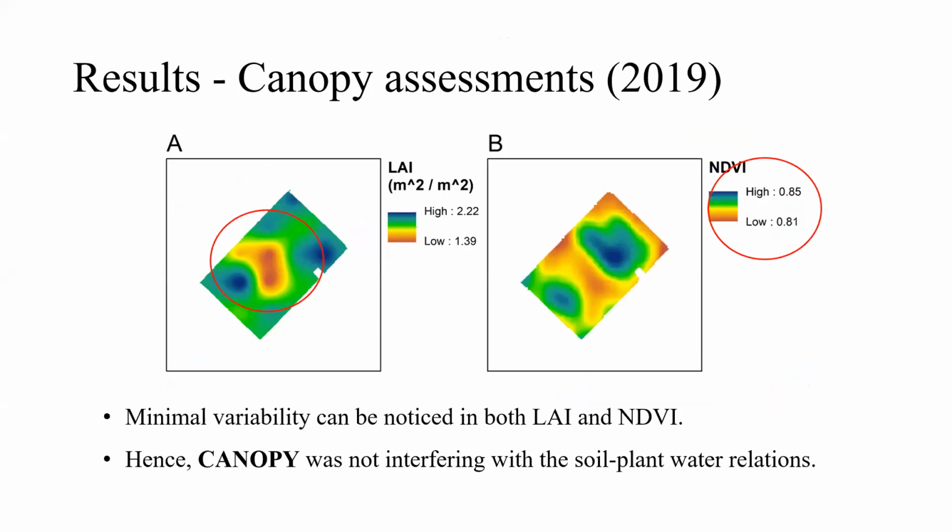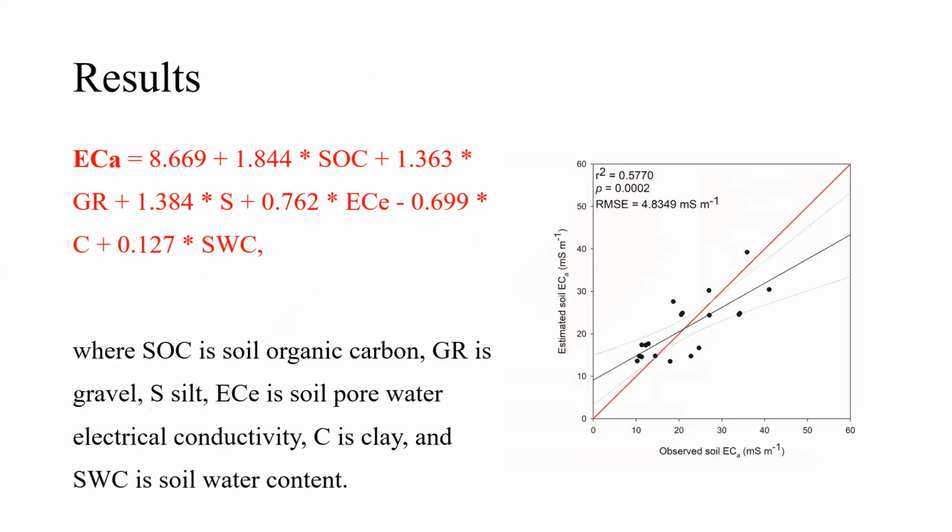So when we look at leaf area index and EVI in 2019, minimal variability can be noticed in both leaf area index and EVI. It was confirmed by chi-square test with a p-value of 0.11. Therefore, the canopy was not interfering with the soil-plant water relationship. The plant water status was directly derived from the soil, and we can say that's our case.